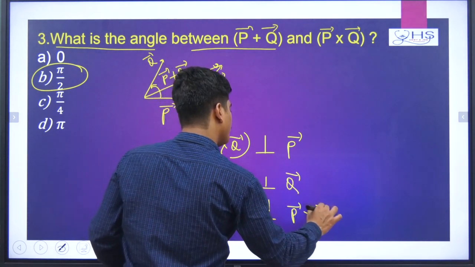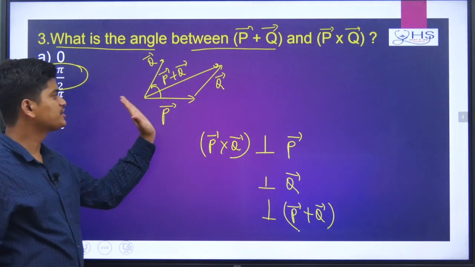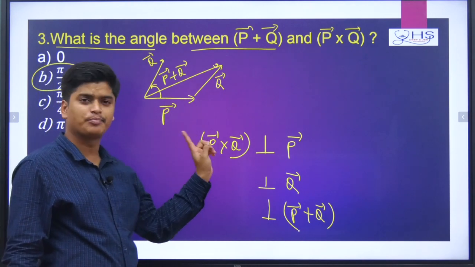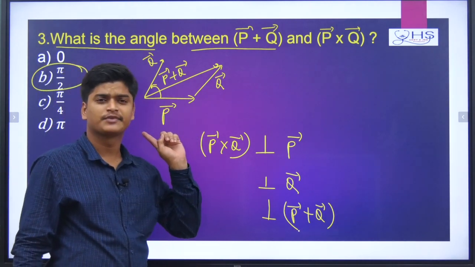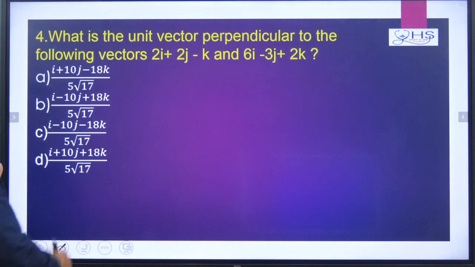Remember, always p cross q is perpendicular to the p vector, perpendicular to the q vector, and also perpendicular to p plus q or p minus q. Because p plus q and p minus q will be lying in the same plane of p and q, but p cross q is perpendicular to the plane of p vector and q vector. Now come to the next question.